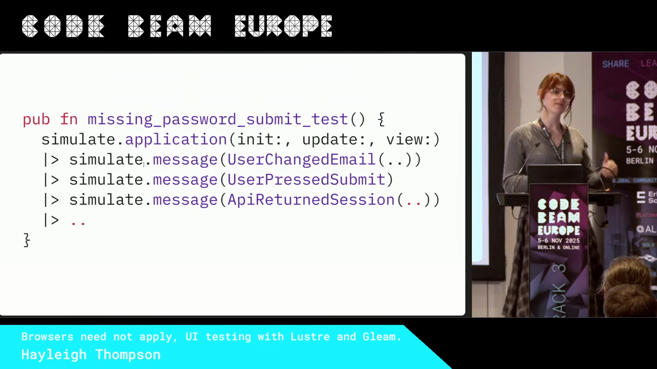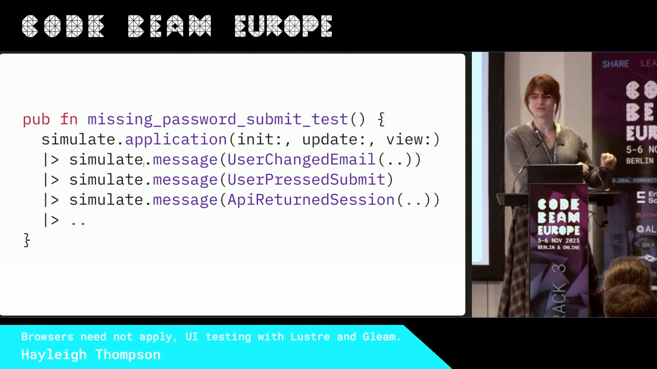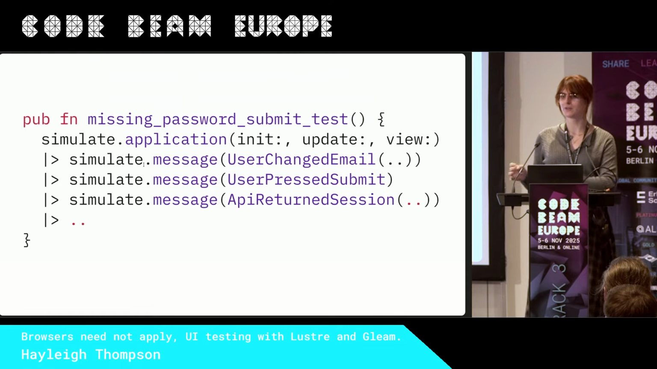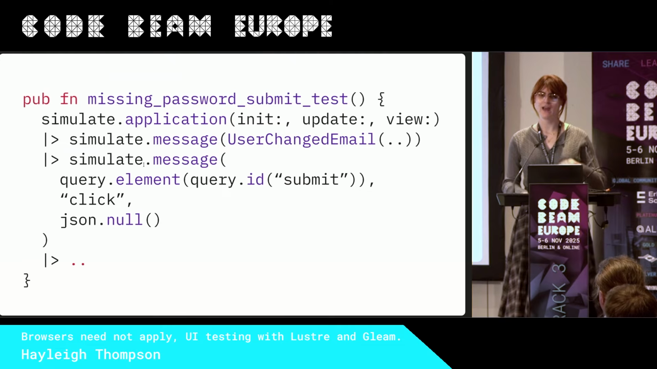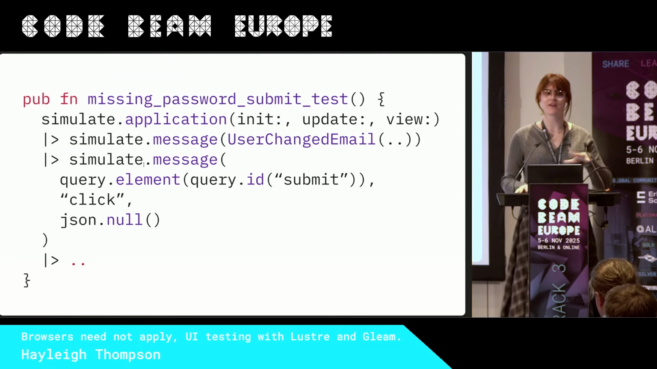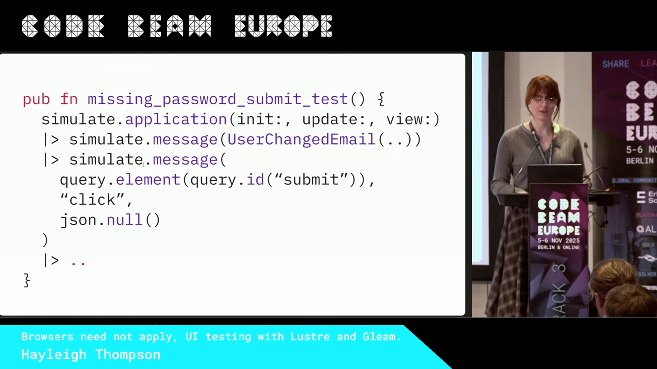And at any point in that simulation, you can hook in and you can say, oh, I want to know what the model is right now so I can make an assertion about that. Or I want to know what the view is so I could make an assertion about that. And actually, we can go further and we can start simulating actual browser events using that kind of query DSL. So we could simulate a click event here on some button with an ID called submit.